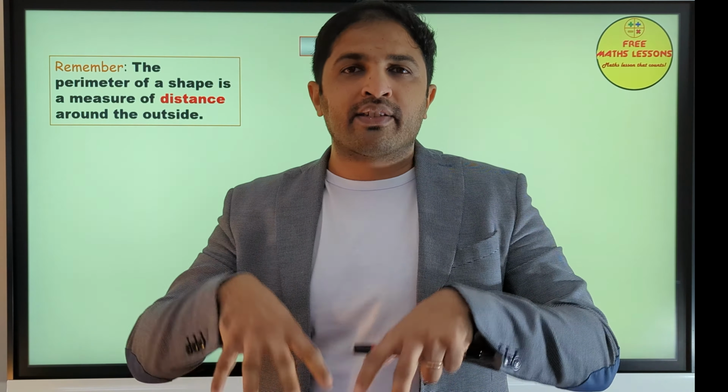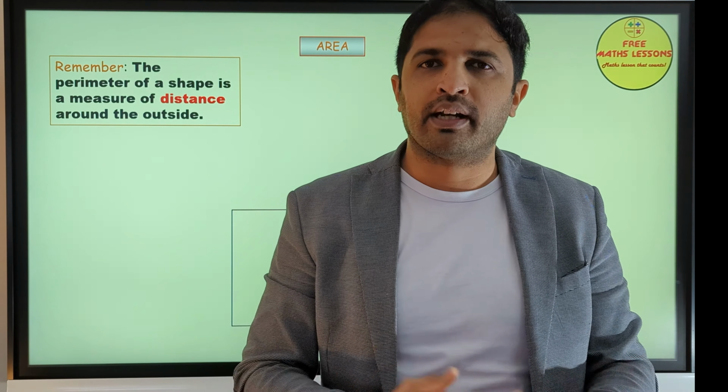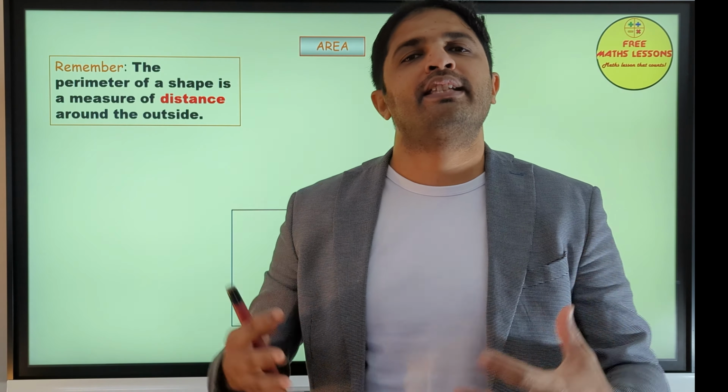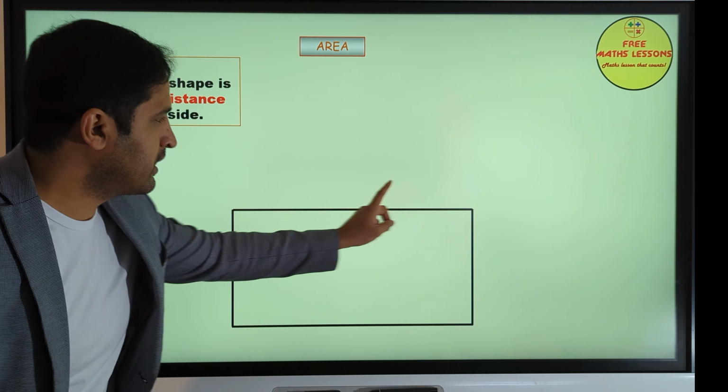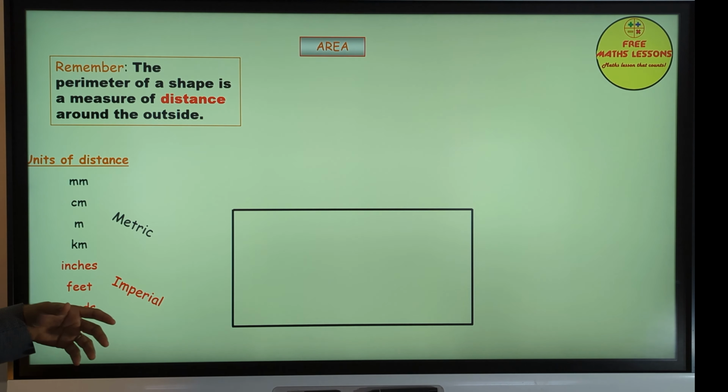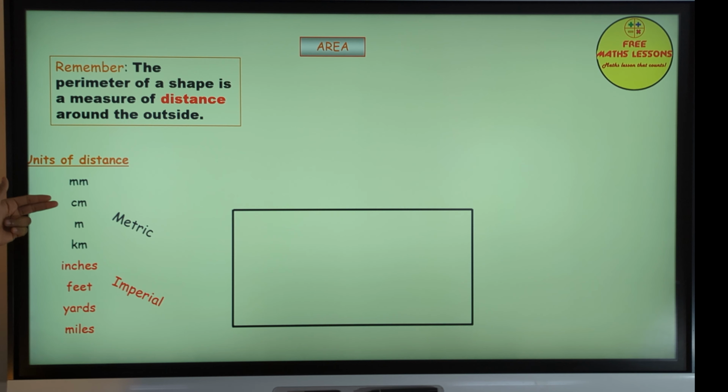And the area is something that's within that perimeter, okay? So area is the space inside the perimeter. That's your perimeter. And what units do we use generally? We use units like millimeter, centimeter, meter, kilometer, metric units.